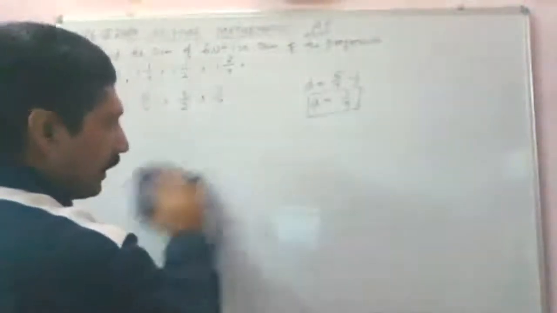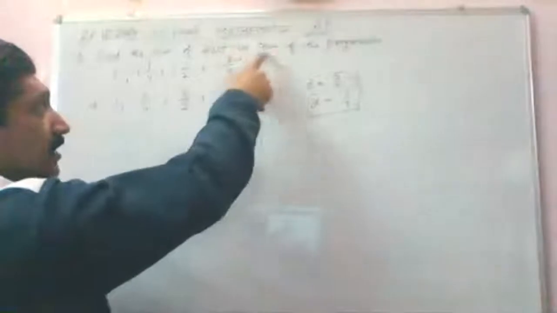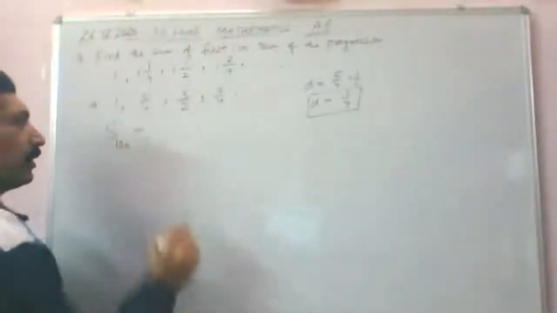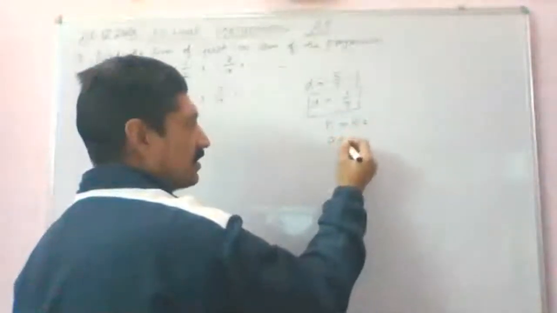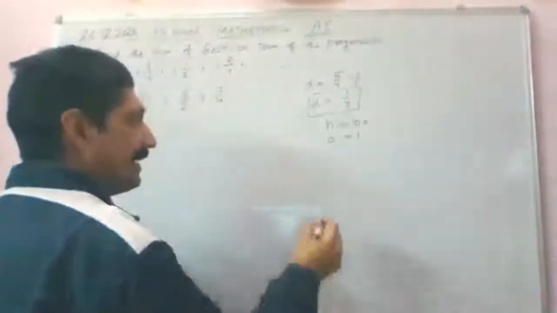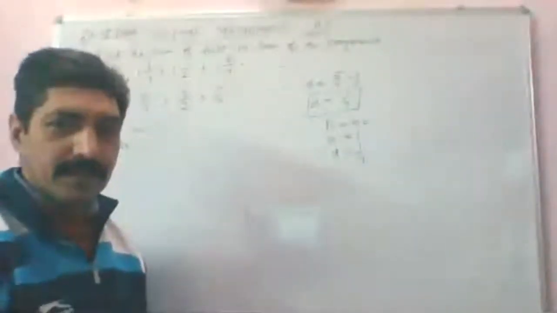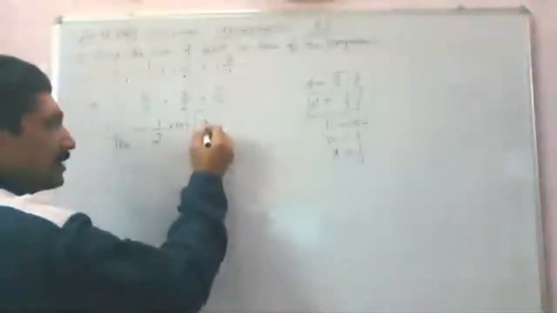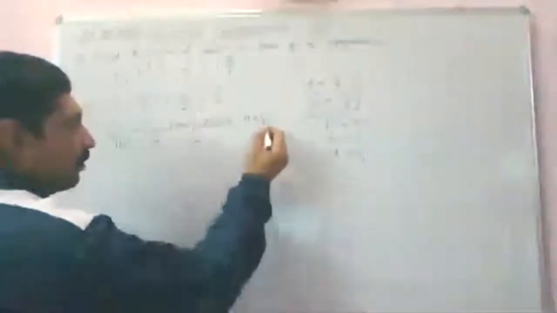So here we want to find the sum of first 100 terms, right? So we know the formula. S100 is equal to n by 2. What is n? n is 100. First term a is 1, right? And d, the common difference, is 1 by 4. So here we'll write 1 by 2, n, that is 100, multiplied by 2a plus n minus 1, that is 99, into d. 2a is 2 into 1. Common difference is 1 by 4.